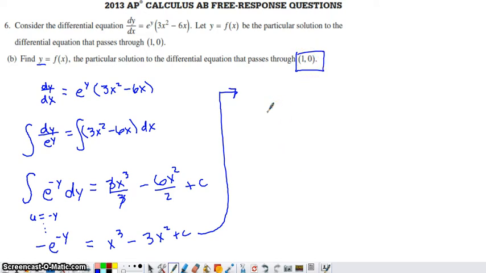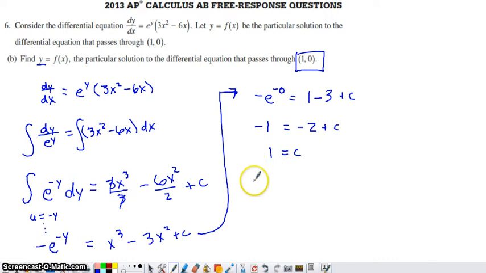I'm going to apply the point 1 comma 0. So I'm putting 0 in for y, and I'm putting 1 in for x. And if you're trying to solve this for c, well, e to the 0 is 1. So over here we have negative 1. And then right here that's going to be a negative 2. And then to solve for c, it looks like we're just going to add 2 to the negative 1. And we're going to get our value of c. So c is equal to 1.